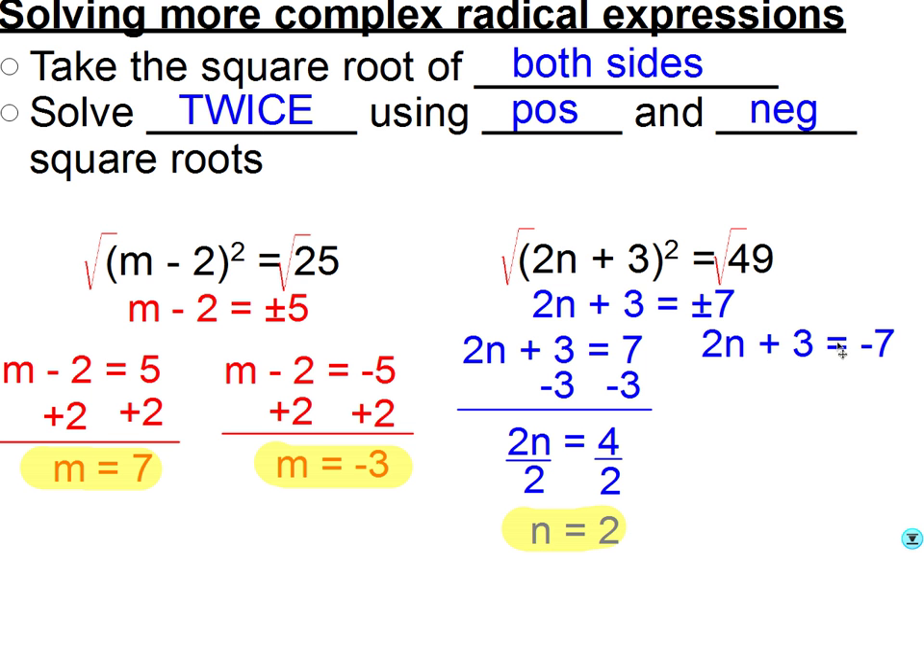2n plus 3 equals negative 7. So I'll subtract 3 from both sides. 2n equals negative 10. Divide by 2, and n equals negative 5. And that's my other solution to that.